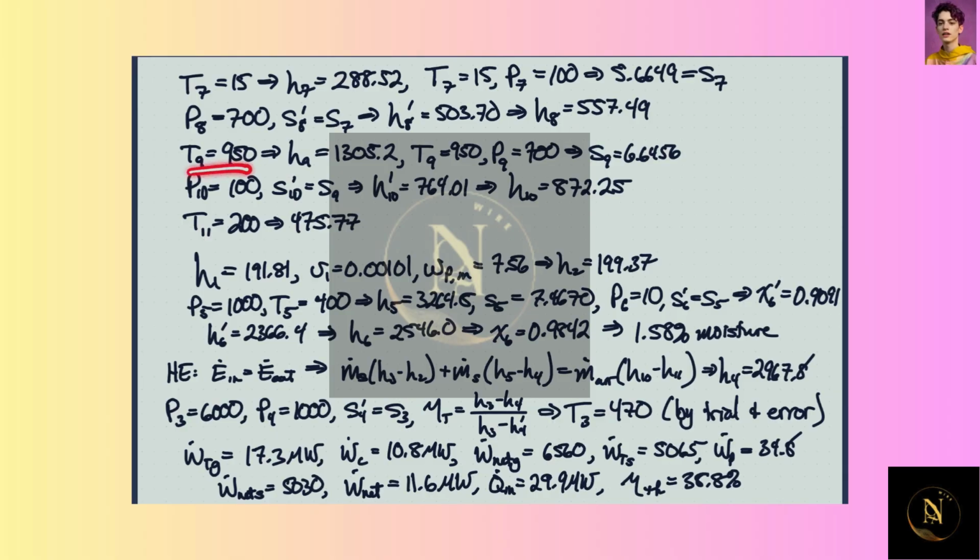Having the temperature at 9, we can get the enthalpy at 9. And with the pressure, we can also get the entropy at 9. Now at 10, we have the pressure, and for the isentropic case, the enthalpy at 10 is the enthalpy at 9. So we can get the isentropic enthalpy at 10, and then we can get the actual specific enthalpy at 10 using the efficiency.